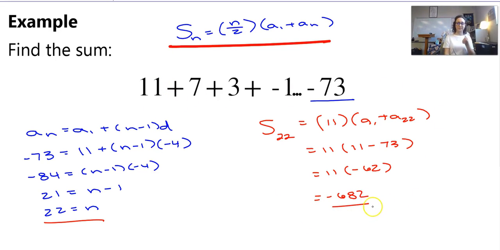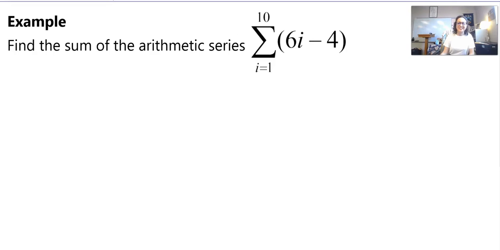Now always check for the reasonableness of your answer. Is it reasonable that your answer is negative? I think so, because we just have our first 3 terms to be positive, and then after that, all our terms after that are negative. So it makes sense that our sum is negative. Force pause on the screen, go ahead and copy the example, hit continue when you're ready to do it together.